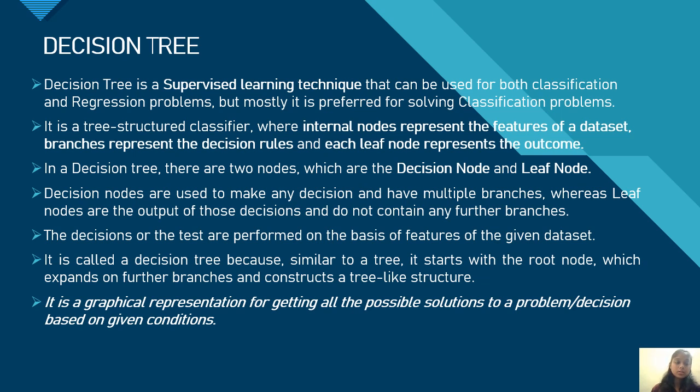It is called a decision tree because, similar to a tree, it starts with the root node, which expands into further branches and constructs a tree-like structure. We can simply say that it is a graphical representation for getting all the possible solutions to a problem based on given conditions. So this is the introduction to what a decision tree means. One of the decision tree algorithms is the ID3 algorithm. Let's look into the ID3 algorithm.